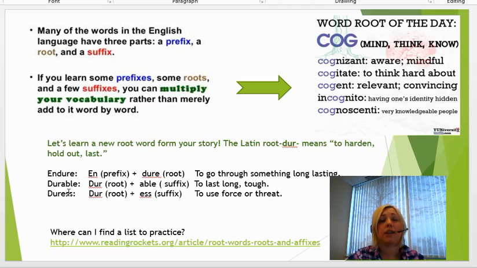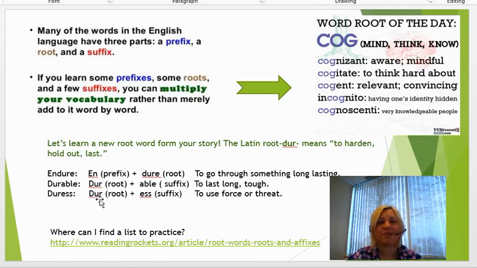The second one is durable. Durable means to last long. It's something that's tough, kind of like tires on a car. And if you look, the root word is in the beginning. The last one is duress, and the root word is also in the beginning. It means to use force or threat, kind of like when your parents tell you, you better clean up your room.